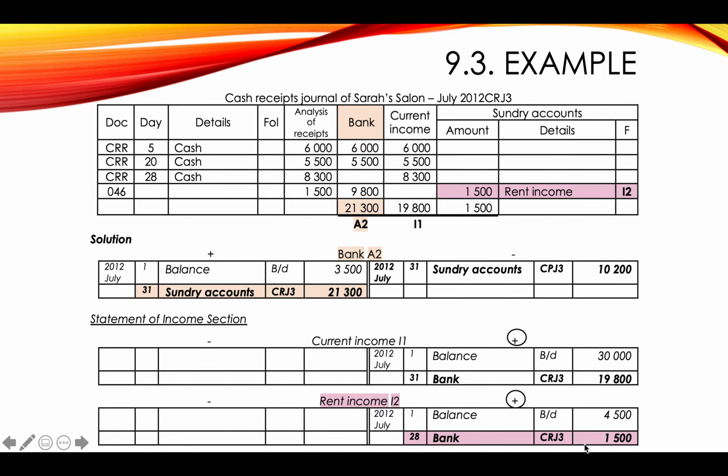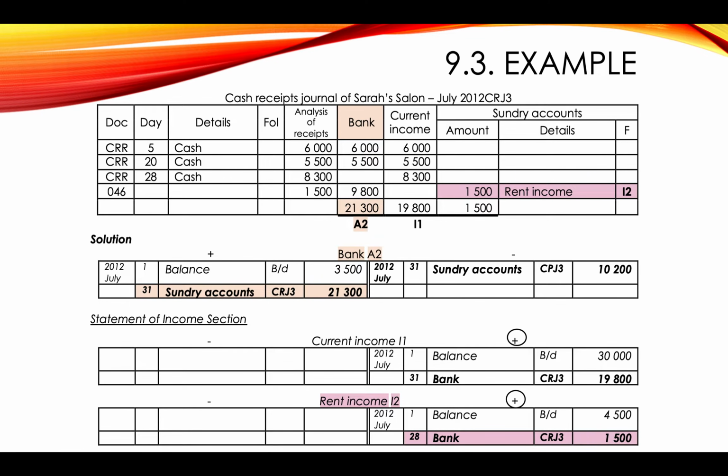Now we can start posting the column totals. Over here, the first column we need to post is bank. Notice that I'm not going to worry about analysis of receipts because it doesn't actually have a total. And remember, that was because we transferred the amounts across to the bank column as we deposited the money into the bank account. So this 21,300 is the first amount that we need to post.